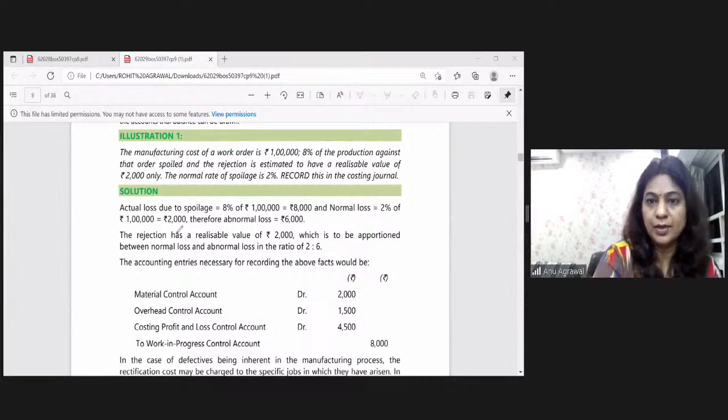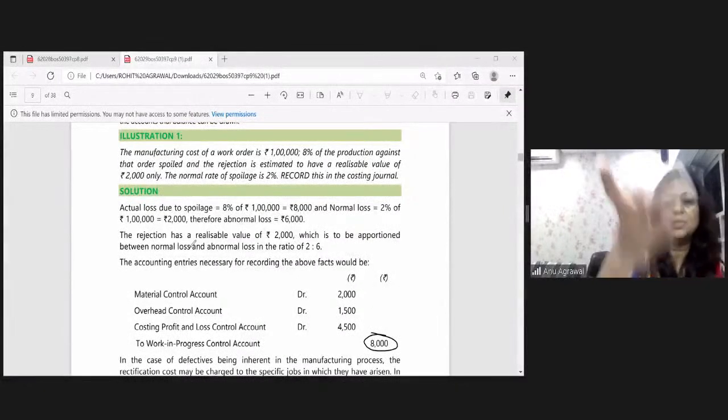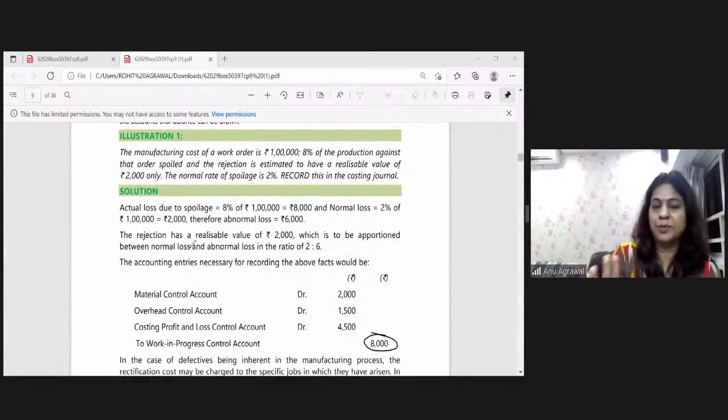Okay. So how do I divide this 8,000? They say the actual loss is 8,000. Normal loss should be 2,000. So the abnormal loss should be 6,000. So one way of making the entry is that 2,000, which is the normal loss, should be absorbed, or should it become the part of the cost of the product, right? And this 6,000 should go and become a part of abnormal loss.